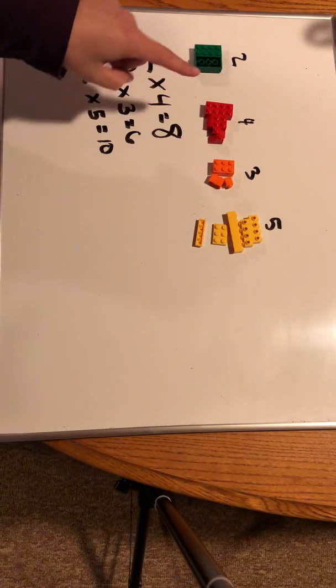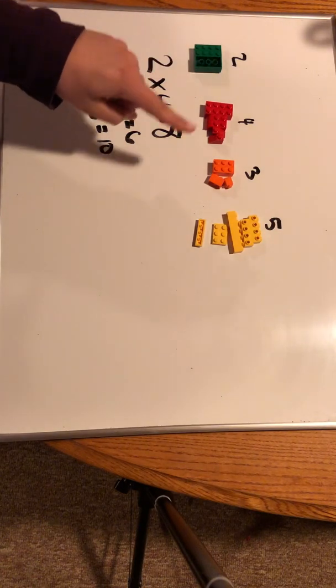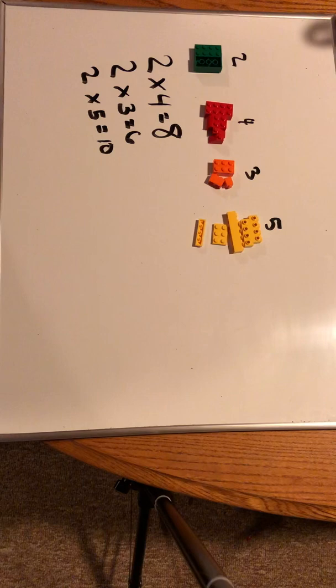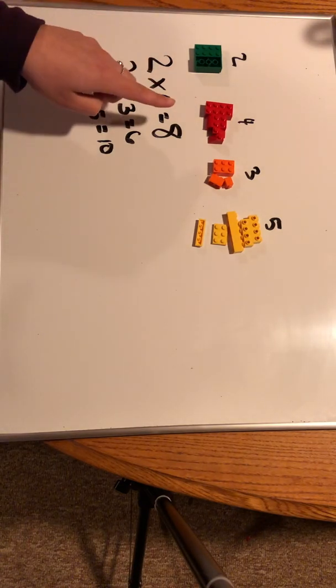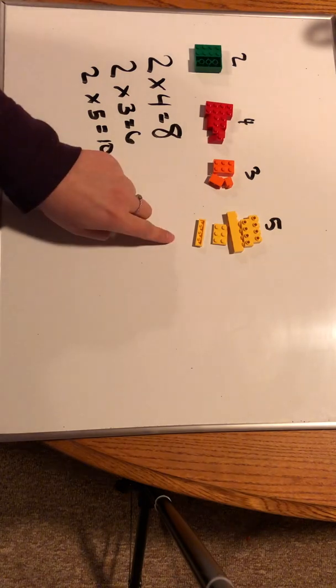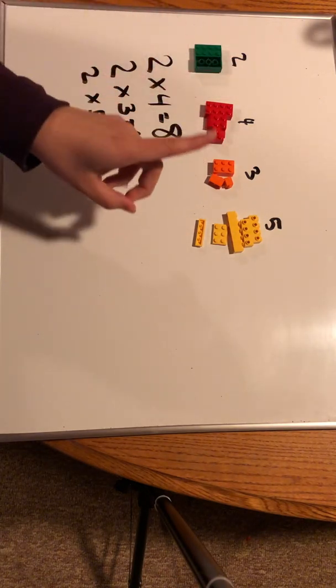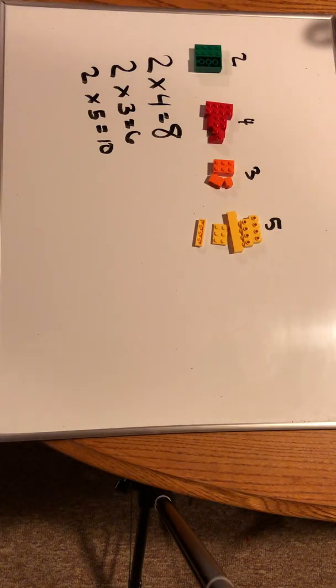So then I would do my reds. 4 times 3, 4 times 5, 4 times 2. Orange, 3 times 5, 3 times 2, 3 times 4. And yellow, 5 times 2, 5 times 4, 5 times 3, 5 times 5.